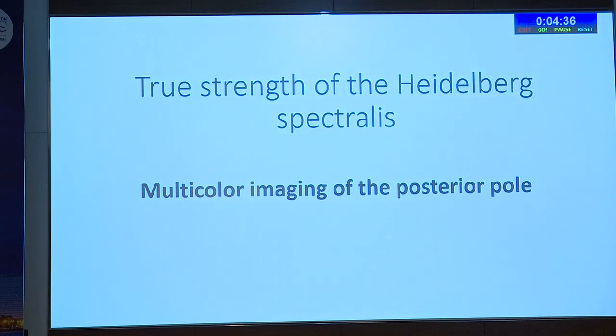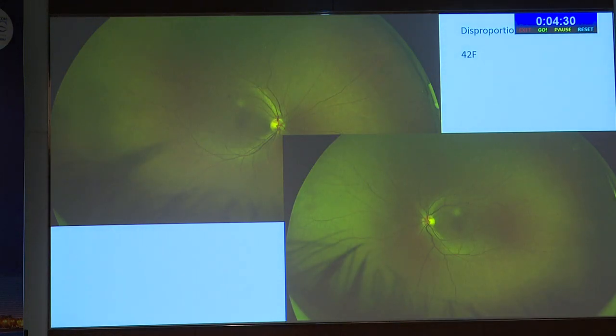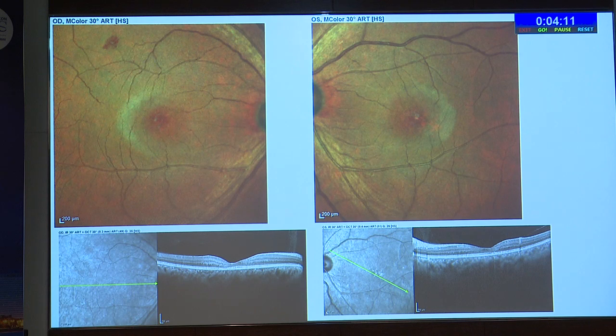But the true strength of the Heidelberg Spectralis lies in multicolor imaging of the posterior pole. I'll show you an example. This is a 42 year old female with disproportionate vision loss. If you see it like this, you can say that the fundus is normal, and you would send the patient for MRI imaging. That is what the patient was sent for, but they didn't want to get an MRI, so she came to us. On Optos, everything is normal. But on multicolor, you can straight away make a diagnosis of parafoveal telangiectasia.